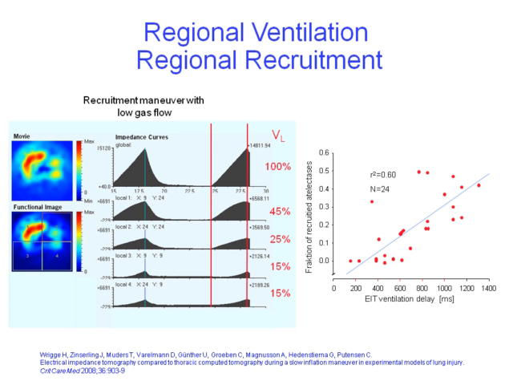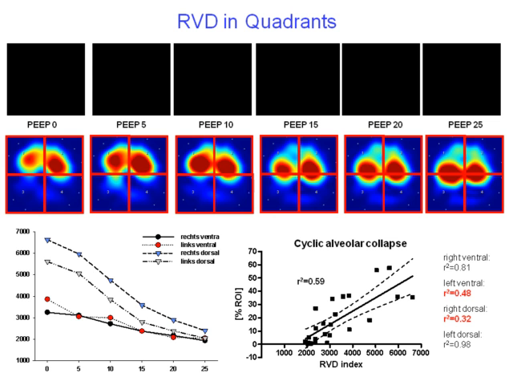Data from our group: you see a recruitment maneuver with a low gas flow, the global impedance curve, the regional impedance curves, and when you look very carefully, you see that obviously de-recruitment occurs at different times. Recruitment of the most dorsal quadrants occurs with a delay, and this delay is obviously related to the fraction of recruited atelectasis you see after the recruitment maneuver in a CT scan. So it has something to do with the distribution of ventilation and the potential for recruitment. And Hermann Wrigge will show you data on that in detail.